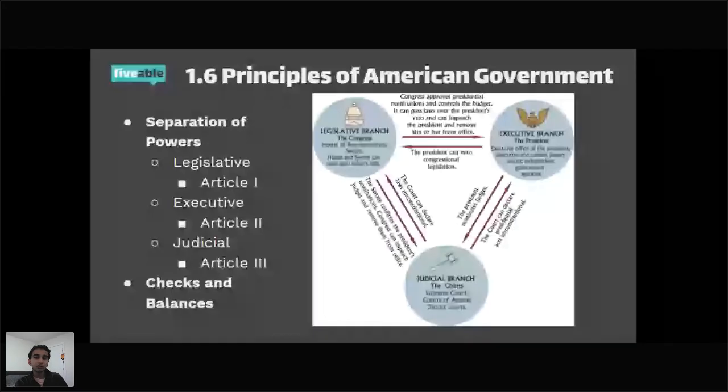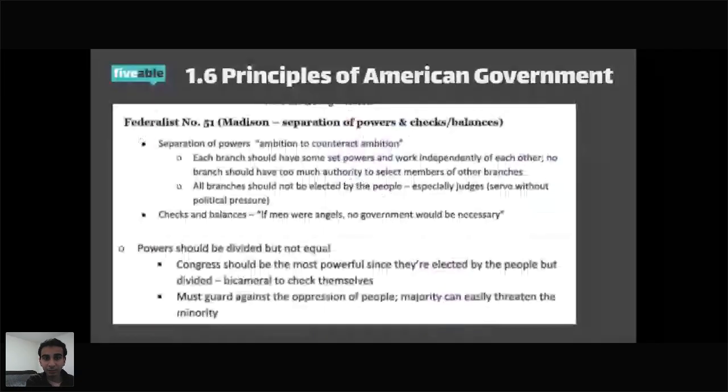No, judicial is 78. Executive is 70. 51 is actually your legislative branch. So it talks about legislative branch and some more checks and balances. So that's kind of the theme here.